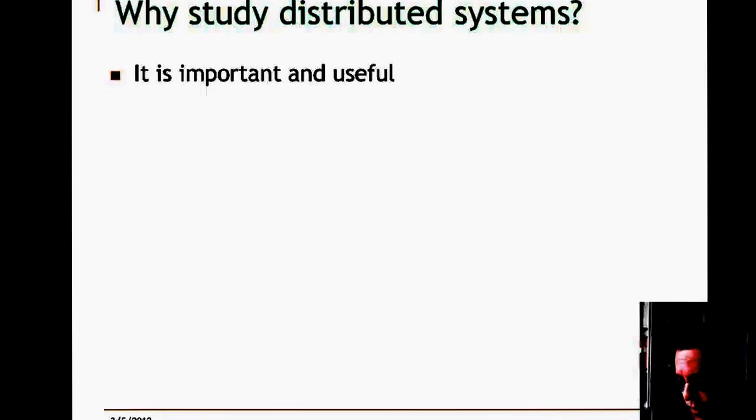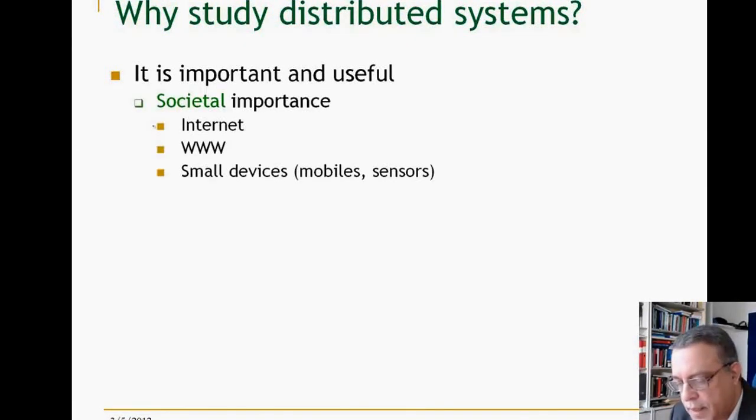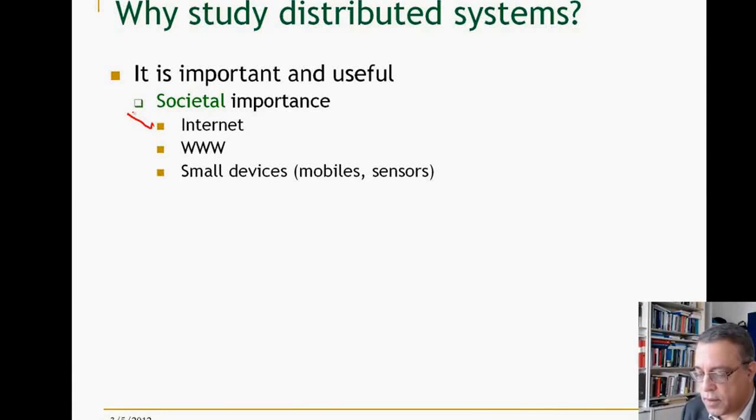So why do we study distributed systems? First of all, every system today is really a distributed system. Think of the internet. The internet is a distributed system, a set of nodes. The nodes are the routers in the core, and the user machines or the servers at the edge. Think of the World Wide Web, or a set of small devices, mobile smartphones, connected together.